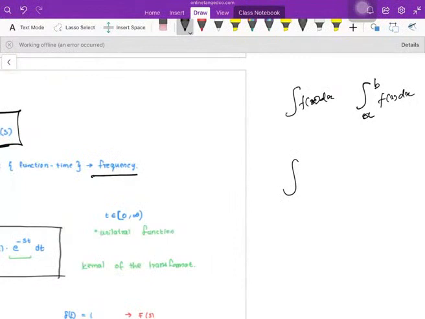A definite integral means a finite value. For example, the integration from minus 10 to plus 10 of f of x dx. See, this is a finite value, right? The 10 is a finite value.